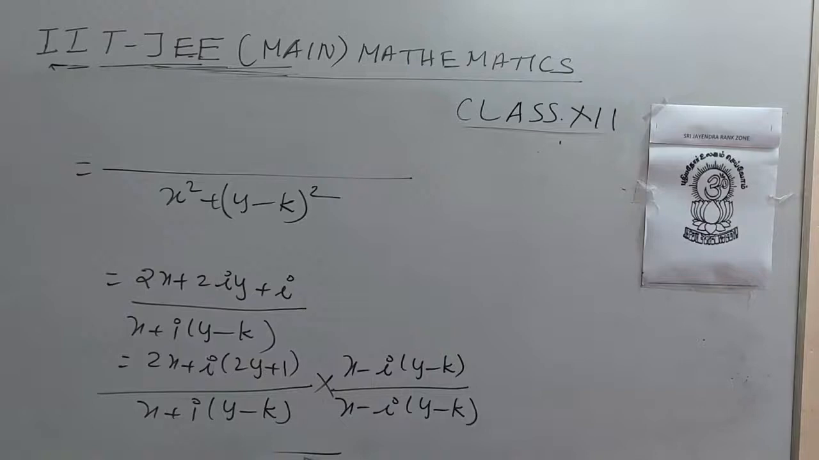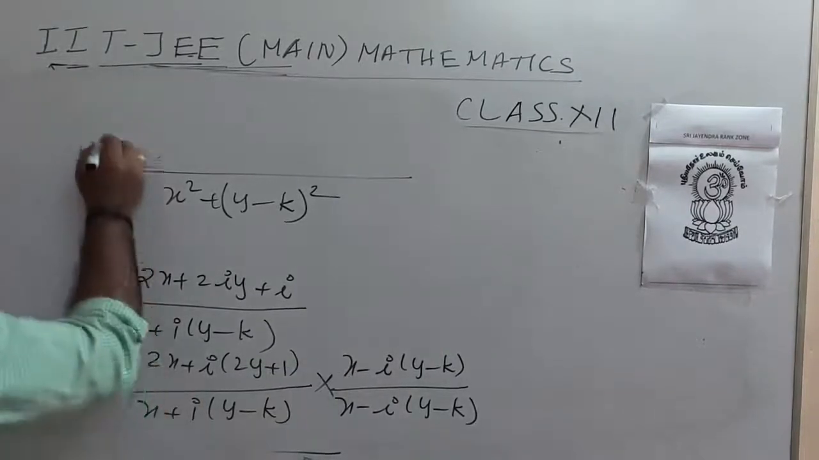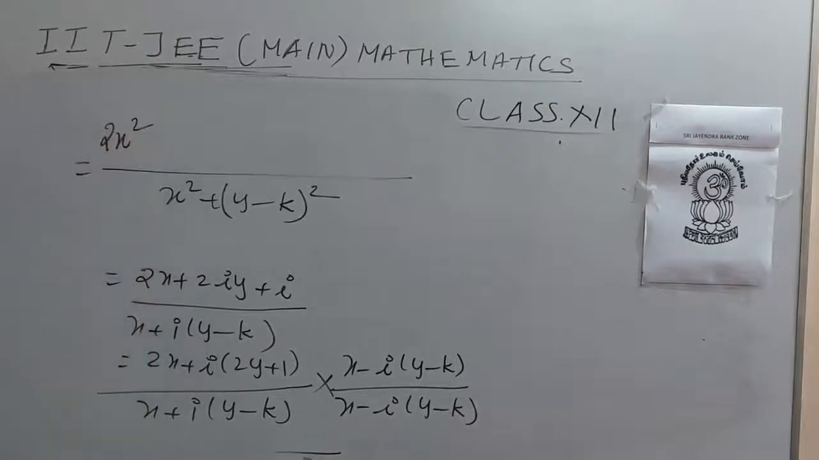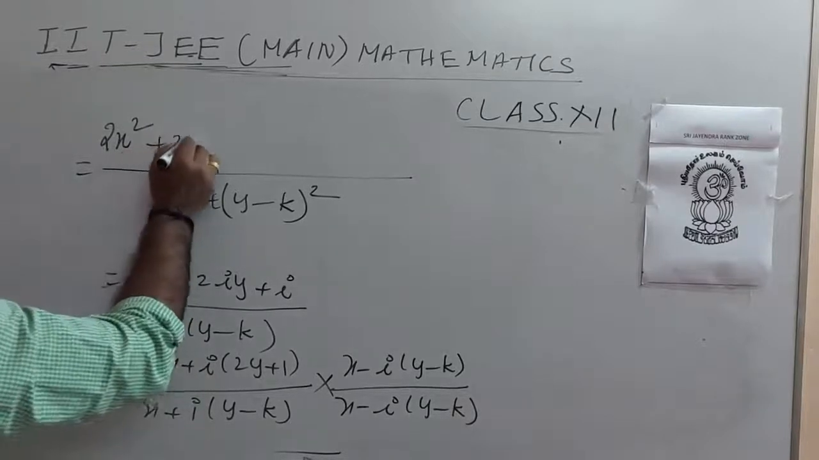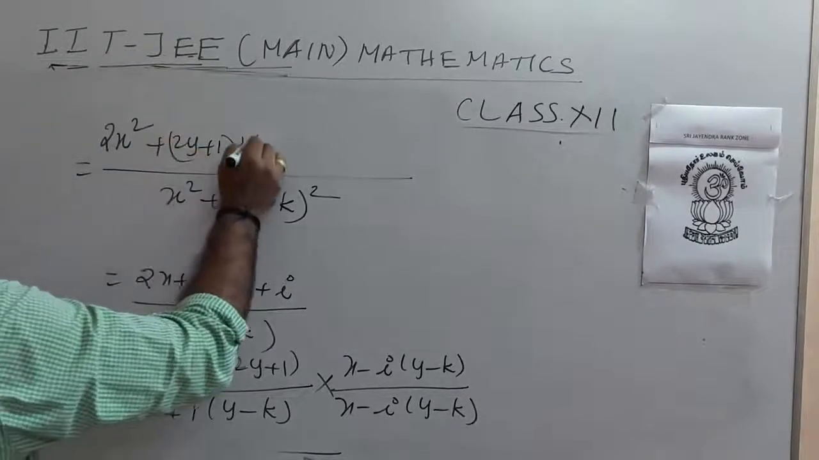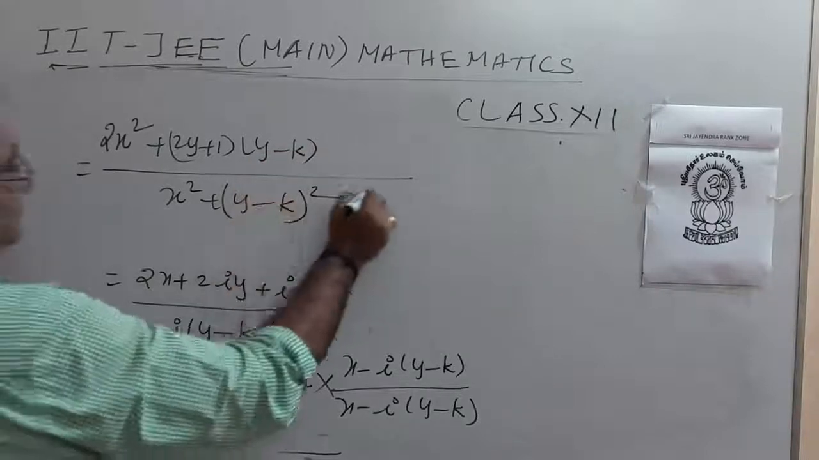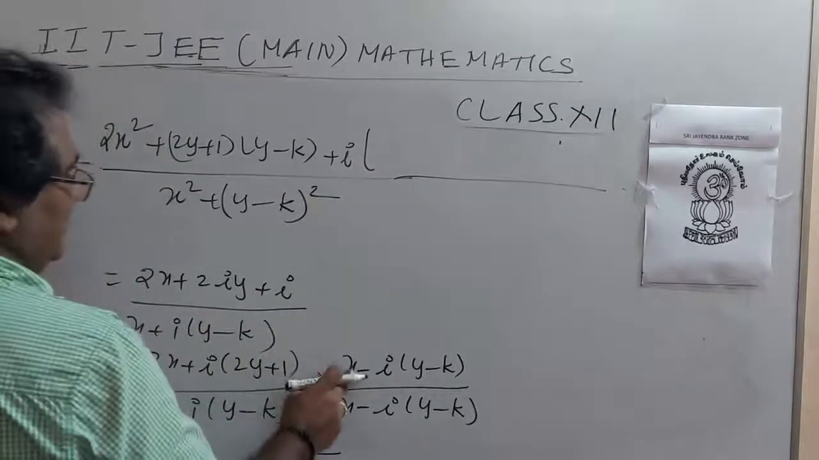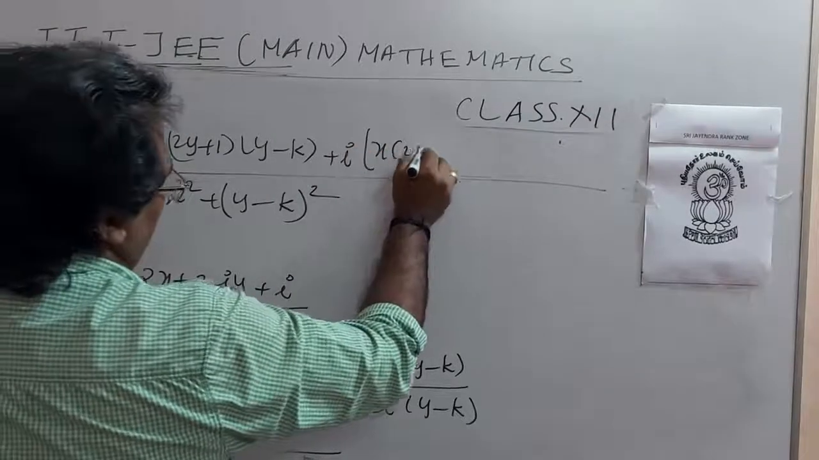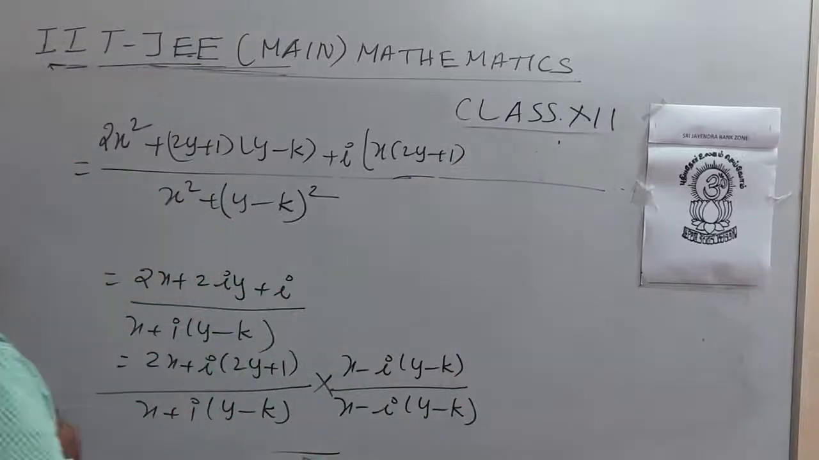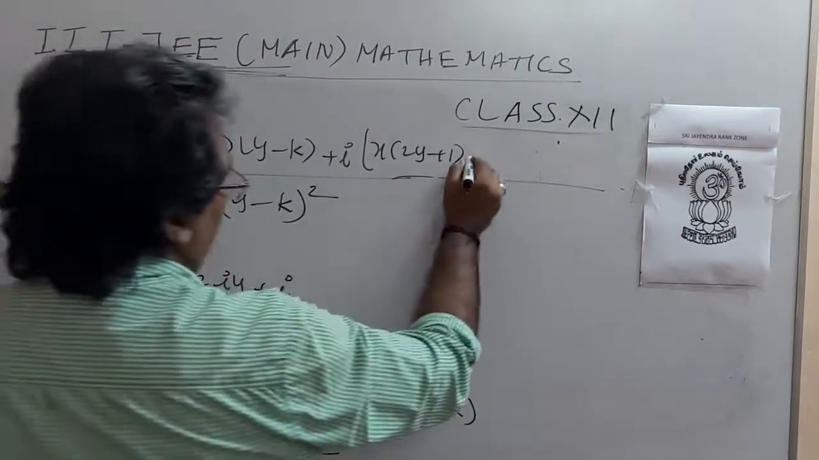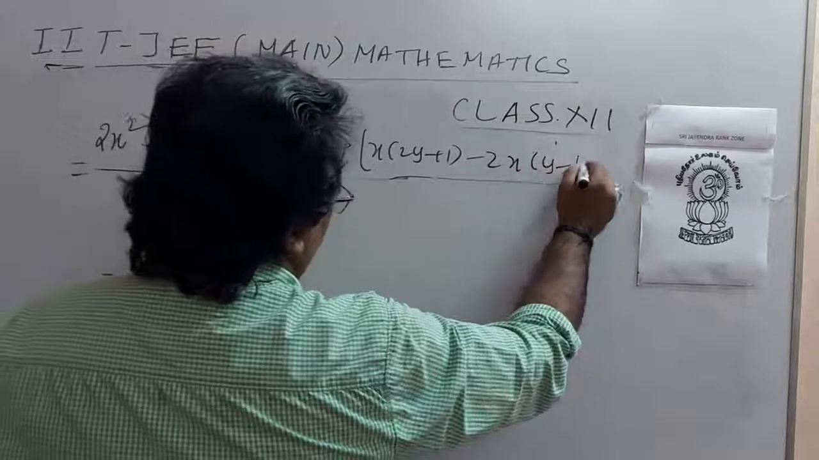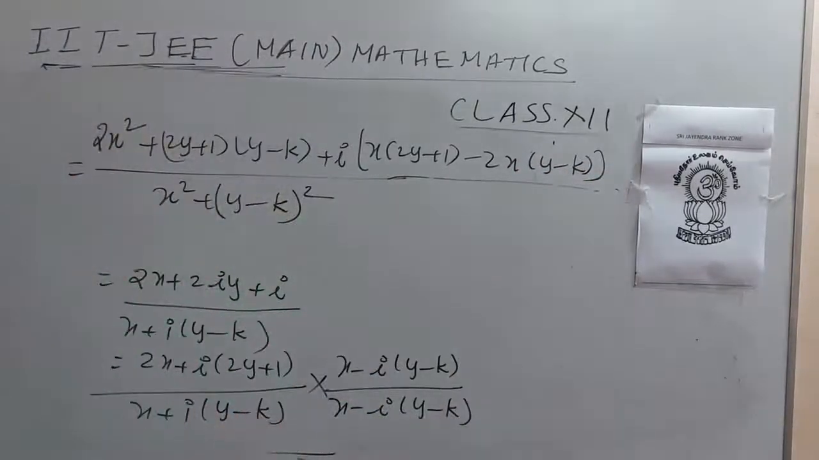x squared plus (y minus k) whole squared. Real part, that is 2x squared minus i into (i plus 1), that is (2y plus 1) into (y minus k), plus i into x into (2y plus 1) minus 2x into (y minus k).